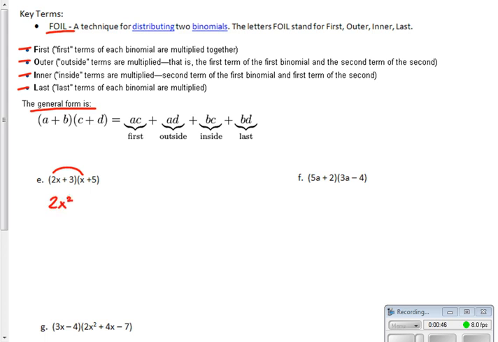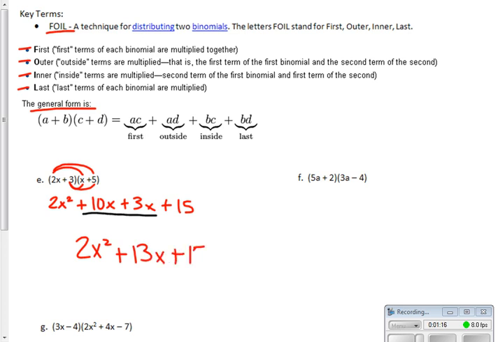Then you'd go ahead and multiply your outer, 2x into 5, which would give us a positive 10x. And then your inner terms, so your 3 and your x, which would give us 3x. And then your last terms, your 3 and your 5, which would give us 15. Next, go ahead and combine your like terms here. Looking at this problem here would be our like terms. So when we do this, we get 2x squared plus 13x plus 15.